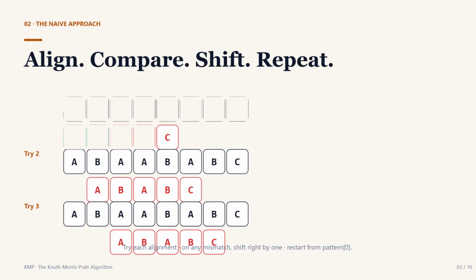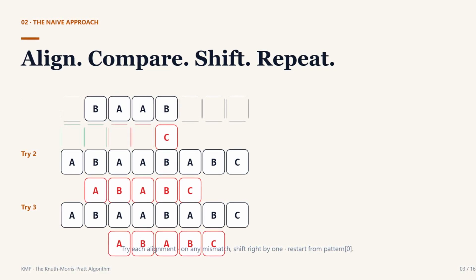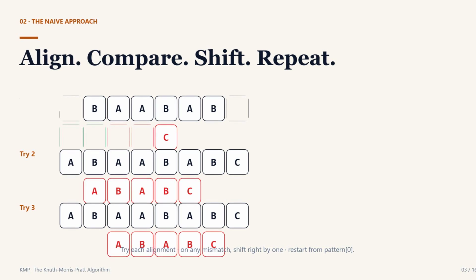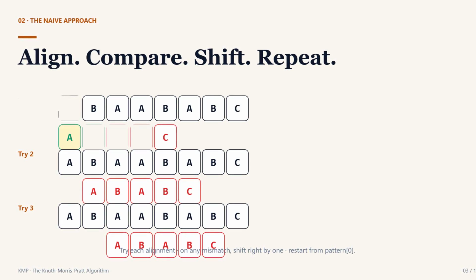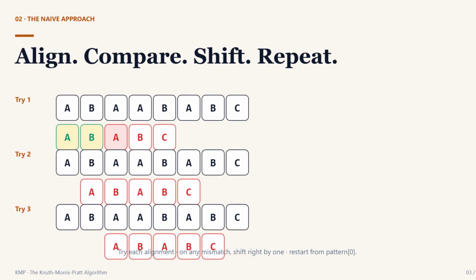The obvious way: line the pattern up at the start of the text. Compare letter by letter. If everything matches, we found one. If not, slide the pattern one place to the right and try again. It works, but it can be brutally slow.